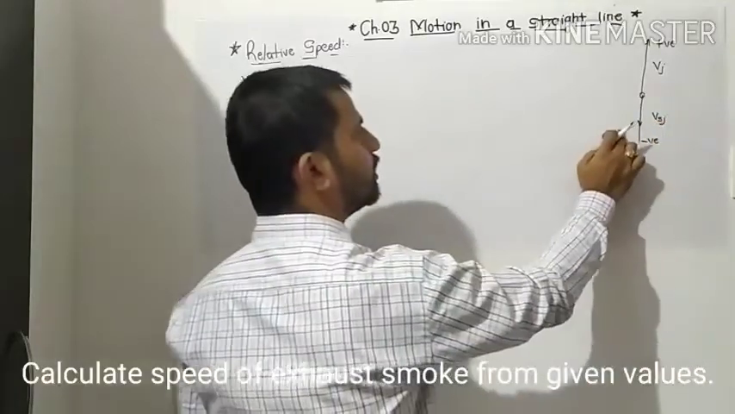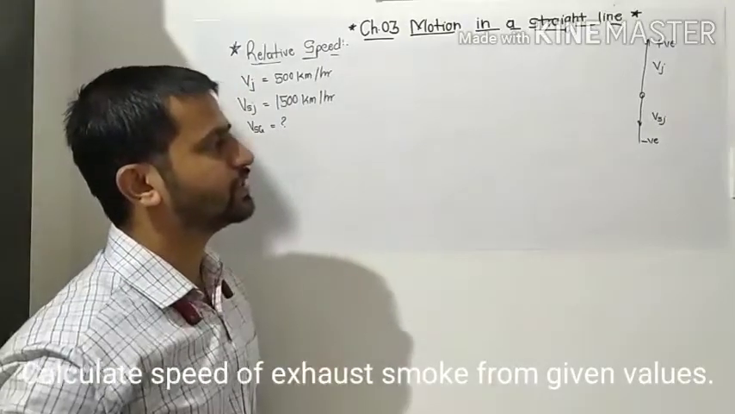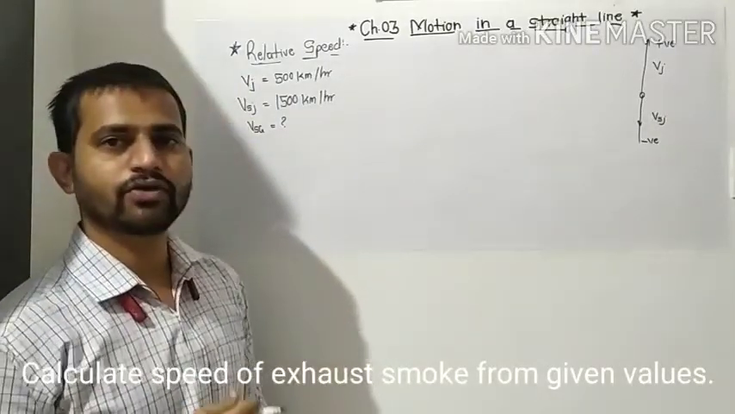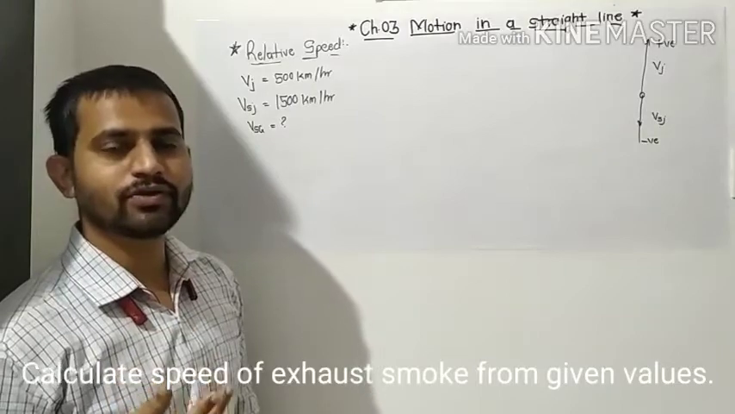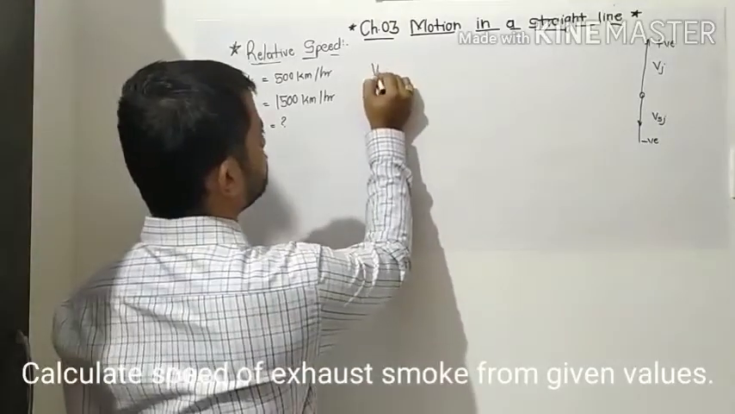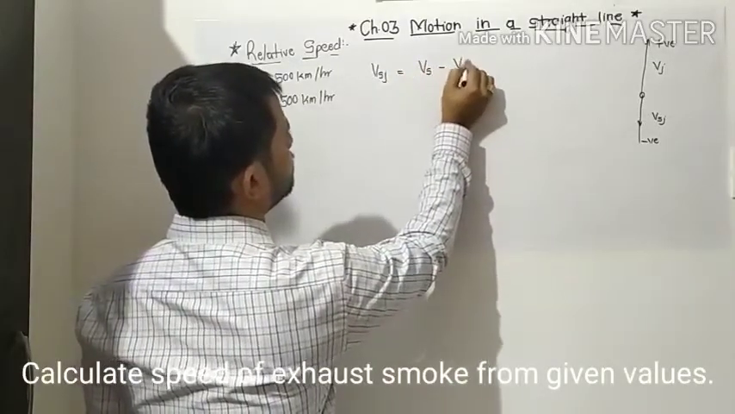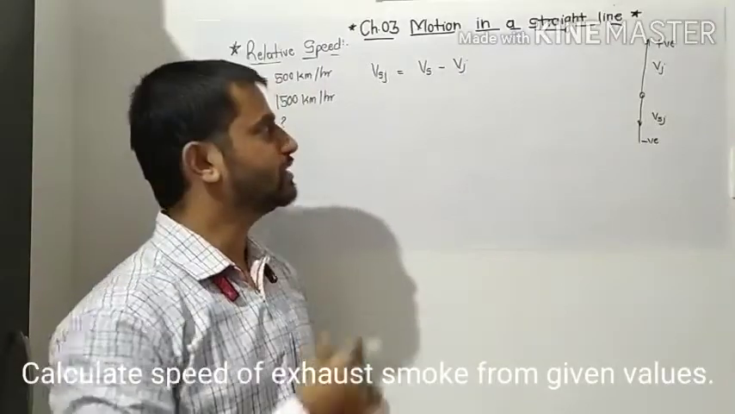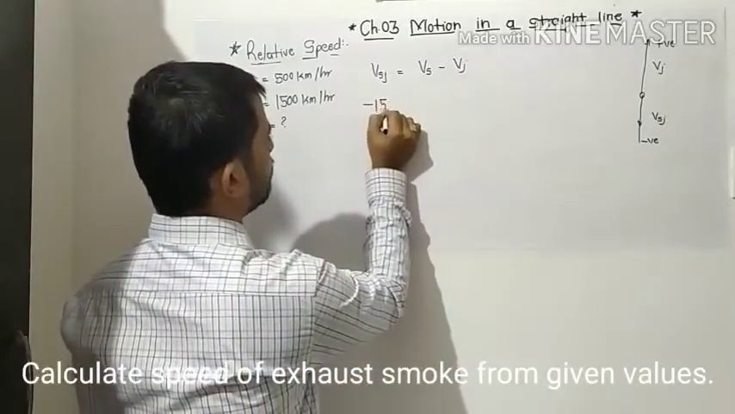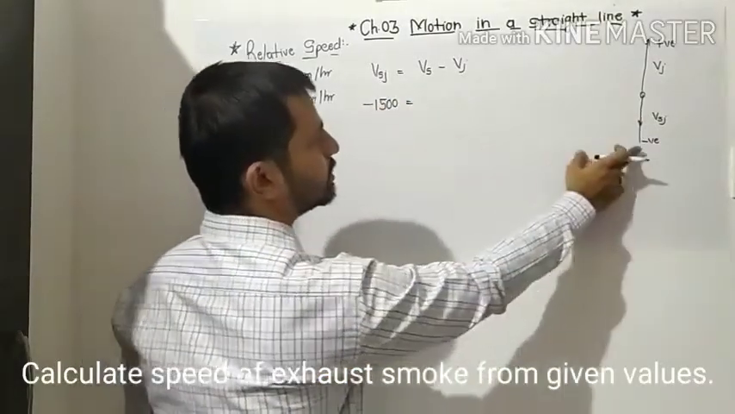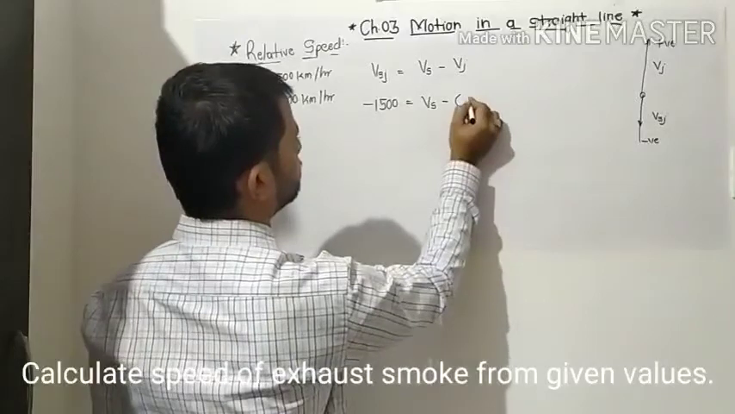Here the relative velocity of smoke with respect to jet is given, and considering the direction, we get the negative value. The formula for the relative velocity of smoke with respect to jet is Vsj equals Vs minus Vj. The relative velocity of smoke with respect to jet is minus 1500, because it is in the negative direction. So Vs minus Vj, where Vj is 500.